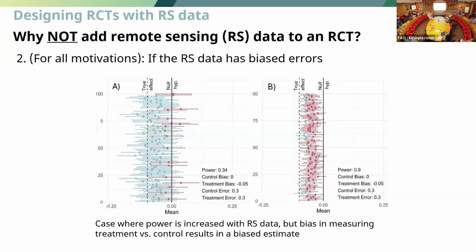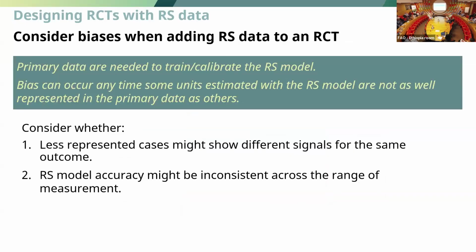So a bigger issue really for adding remote sensing data is that it can add bias. And if it's adding bias, then the power really doesn't matter. That's really all this is showing. The power doesn't matter. You're going to have biased effects and you're going to miscalculate your true effect anyway. So it's very important to consider biases when adding remote sensing data to a randomized control trial.